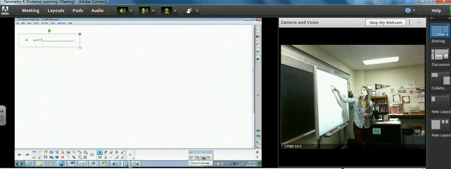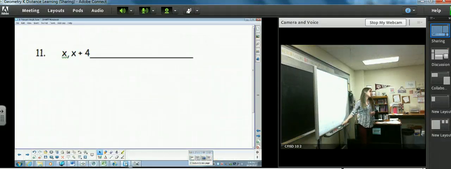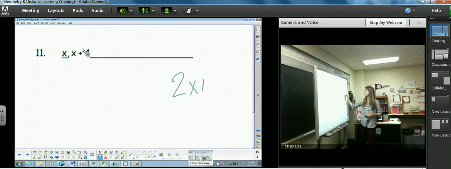All right, number 11 says, what are the possible lengths of the third side? Just because you have a letter doesn't mean you do anything different at all. How did we get our max? What do we do? Add them together. X plus 4. Kyle, X plus 4. Done. Perfect. 2x plus 4 is the max.